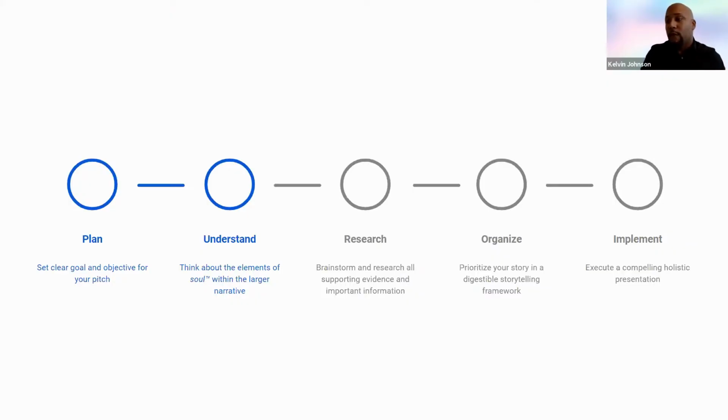So we have 5 phases, and the first is really having a clear goal and objective for your pitch and your presentation. And phase 2, which we'll spend most of our presentation on, is what is SOUL? What does that acronym mean, and how does that fit within the larger narrative? And then from there, once you understand those prompting statements, it's really about what you have probably already done, which is brainstorming and getting all of the supporting research and evidence that then fits into that SOUL framework.